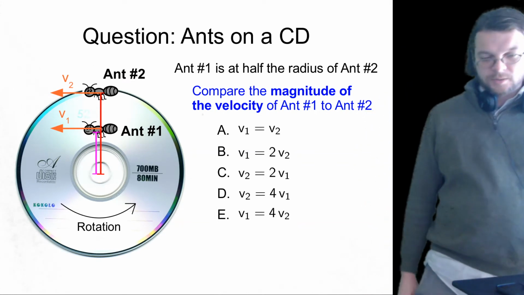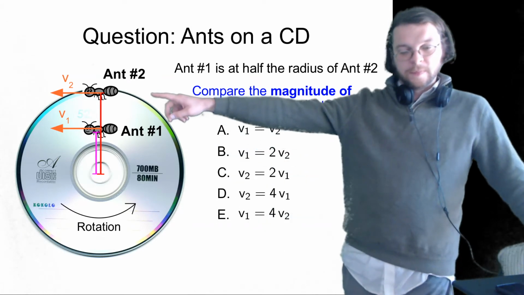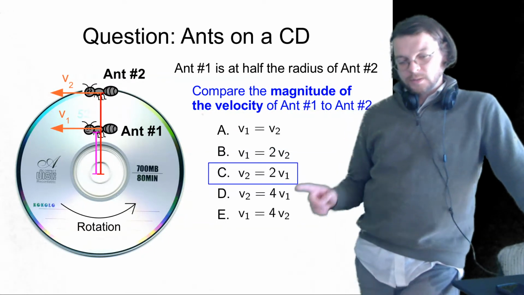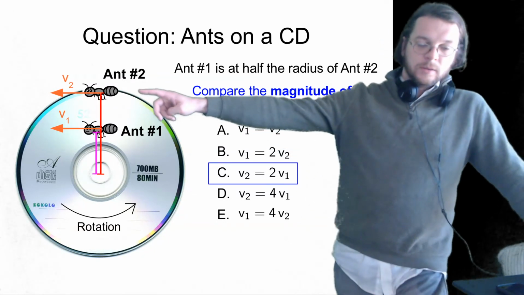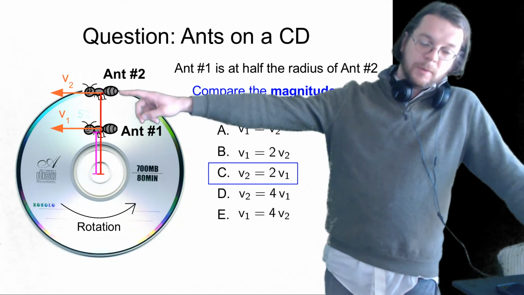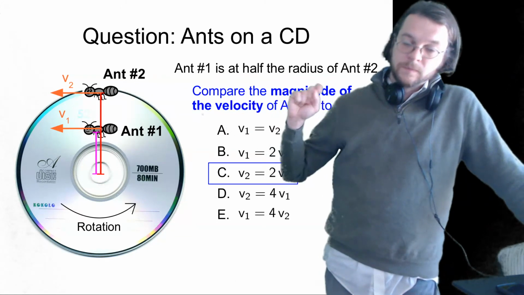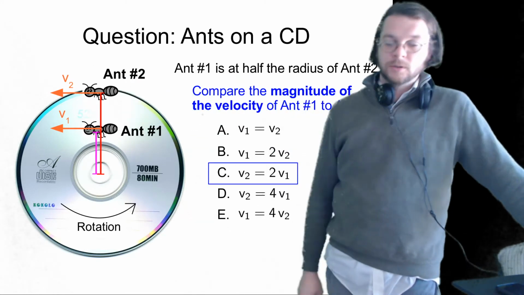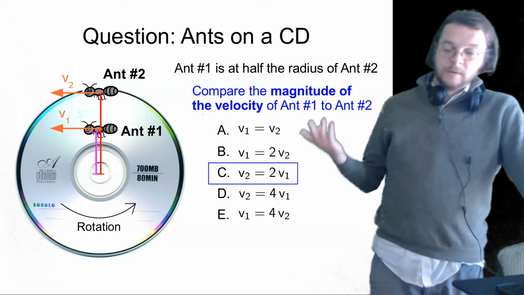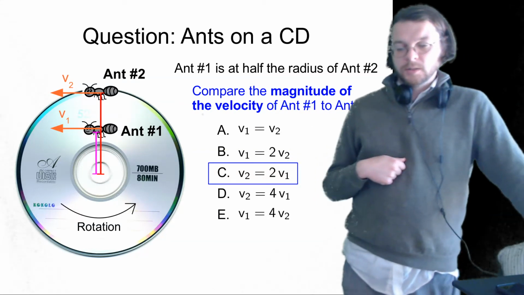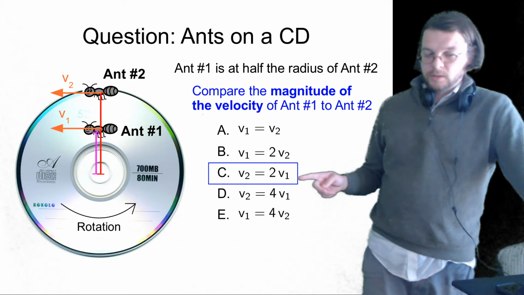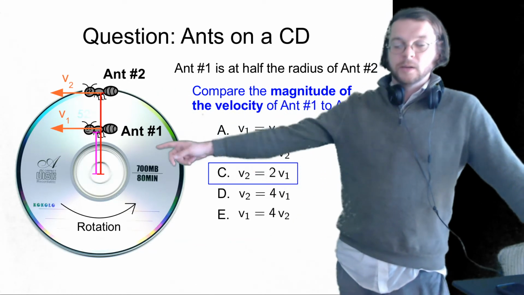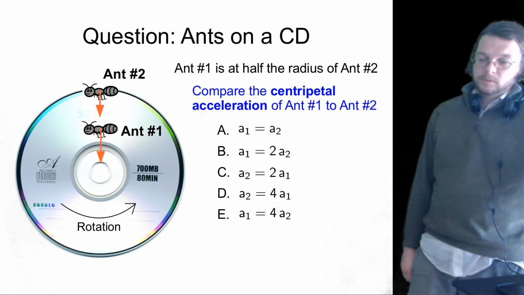The answer is that ant number 2 has to be moving twice as fast as ant number 1. The reason for that is that the speed is the circumference divided by the period, right? We just proved that the periods are the same, but because this radius is twice as much as that one, the circumference is twice as much. And so 2πr over the period is going to be twice as much as ant number 1, because ant number 2 has to move twice as far in one period than ant number 1 does. Therefore, the speed is twice as much.